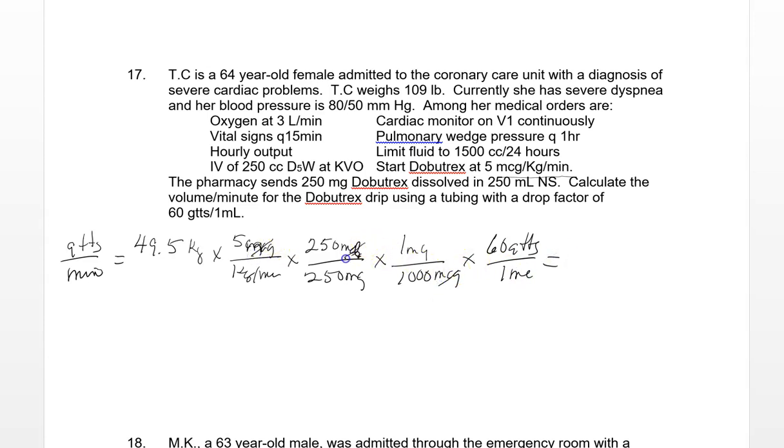And let's see if we've got everything. Micrograms, micrograms, milliliters, milliliters, milligrams, milligrams, kilograms, kilograms. All we have left is drops per minute. Okay, we've set it up correctly. So anytime you have a problem and you're worried if you just set it up correctly, if you have all of the symbols crossed off and you end up with what you're looking for, you've set it up correctly.